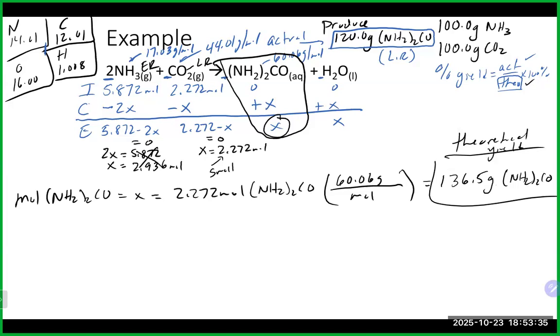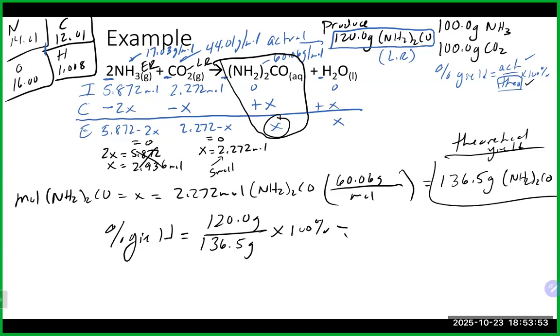Now that we have the theoretical yield and we obviously have the actual given to us, we can calculate our percent yield. So we'll take our actual, which was 120 grams, divided by 136.5 grams times 100%. And in this case, we are going to end up with a percent yield of about 87.94%. Okay. Any questions on those steps?